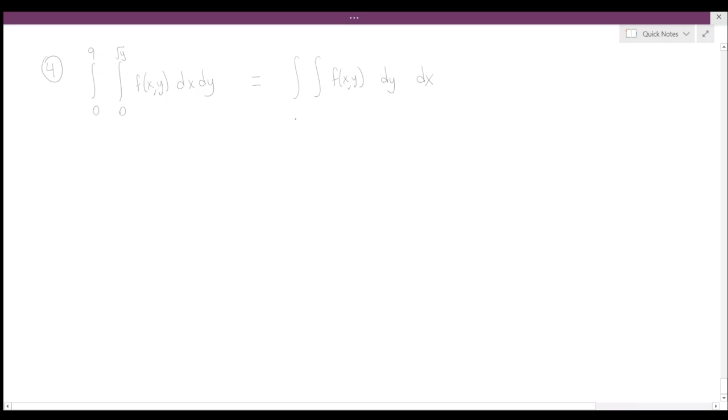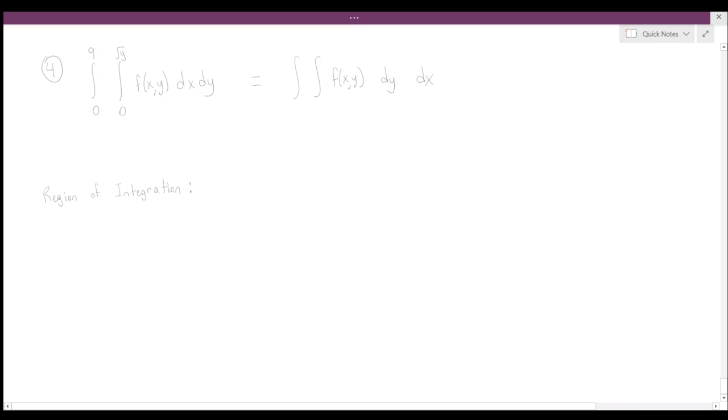Now, when we do that, we have to be a little bit careful about how the bounds are affected when we try to switch the order. And so I guess the best way to figure out what your new bounds are going to be is to look at a sketch of the region of integration.